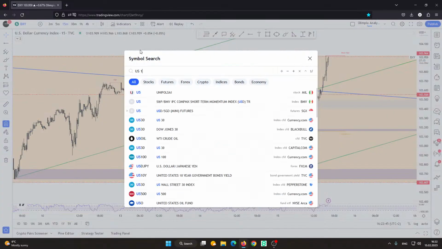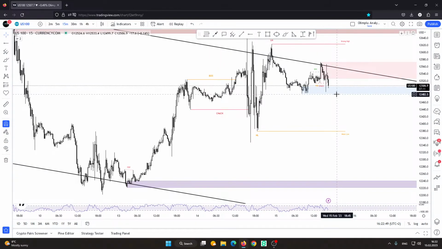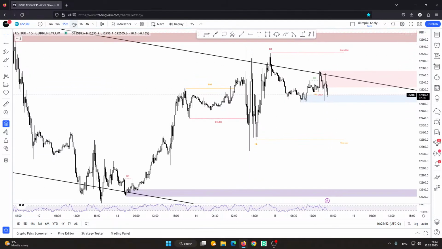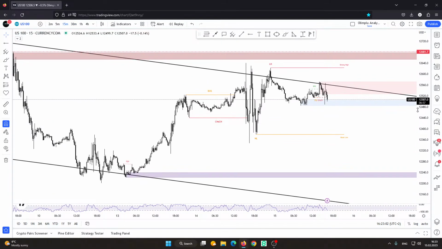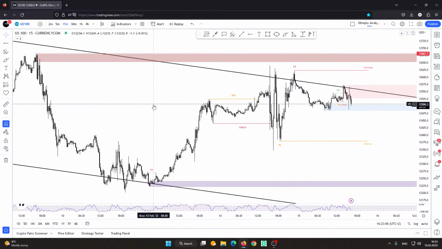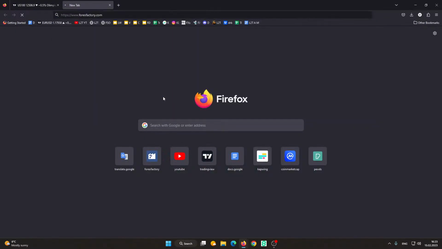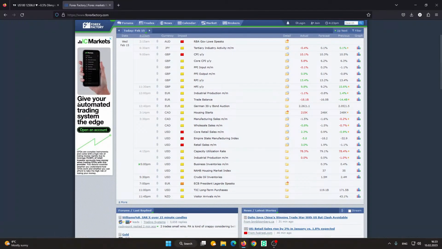Okay, US 100. This could be my next trade, maybe. My next trade, but maybe I'll wait also for the US. Let's take a look. Forex Factory. It's an economic calendar. Okay, so later, or no, actually we had, sorry about that.